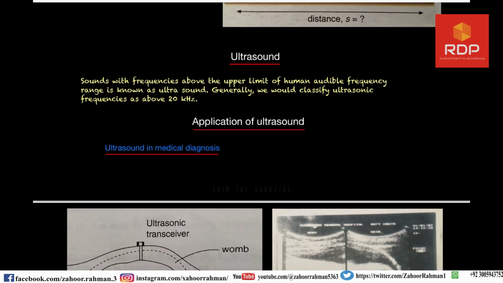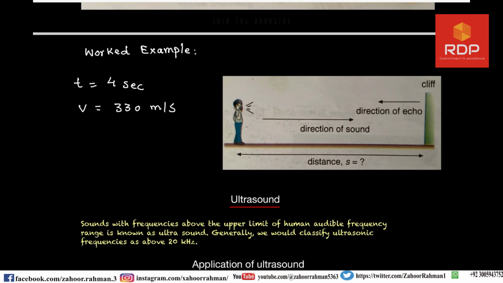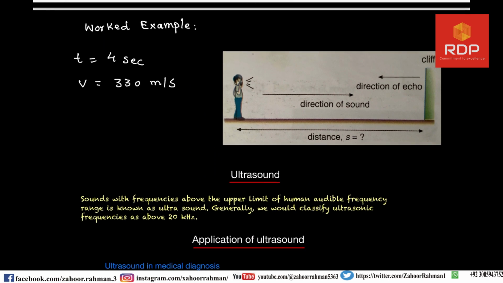So now we are turning our focus to the worked example, and the example says: a man stands some distance away from a cliff as shown in the figure. He gives a shout and hears his echo 4 seconds later. Note the time, I wrote it for you: 4 seconds later. How far away is he from the cliff? Another piece of information is given: take the speed of sound in air to be 330 meters per second. So I also denoted that with v is equal to, which is the speed of sound.